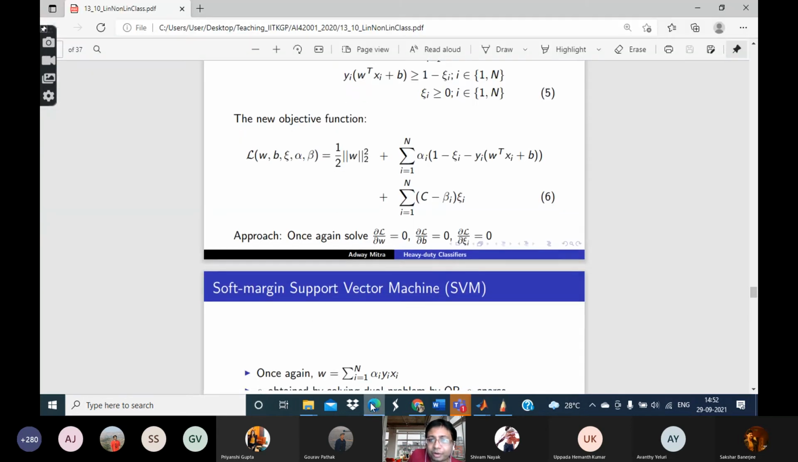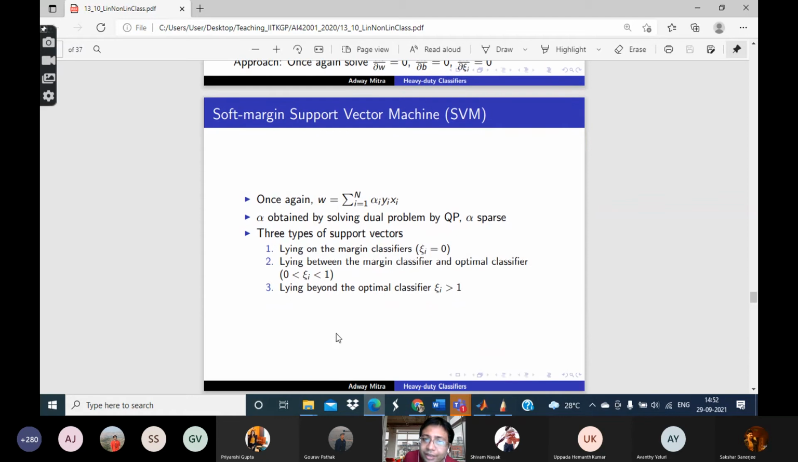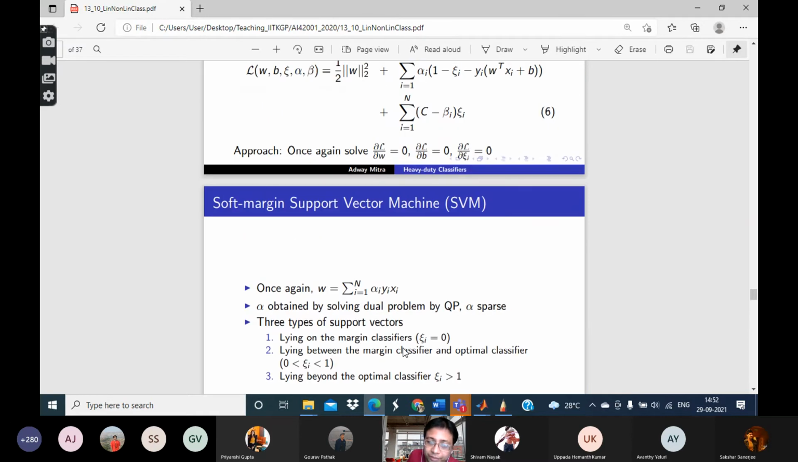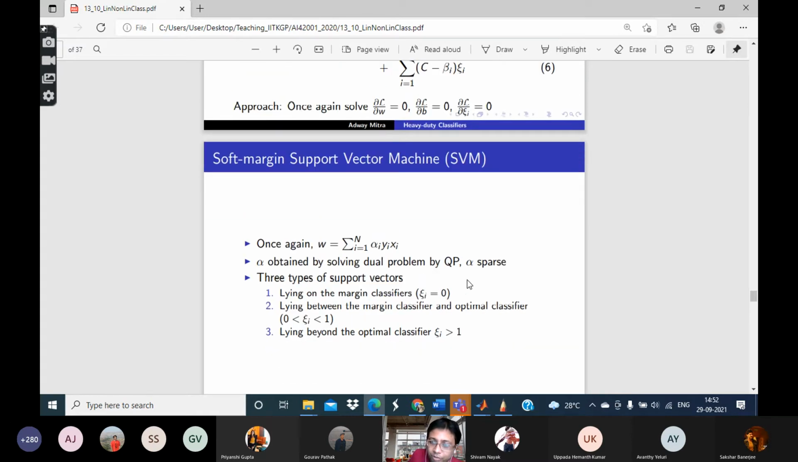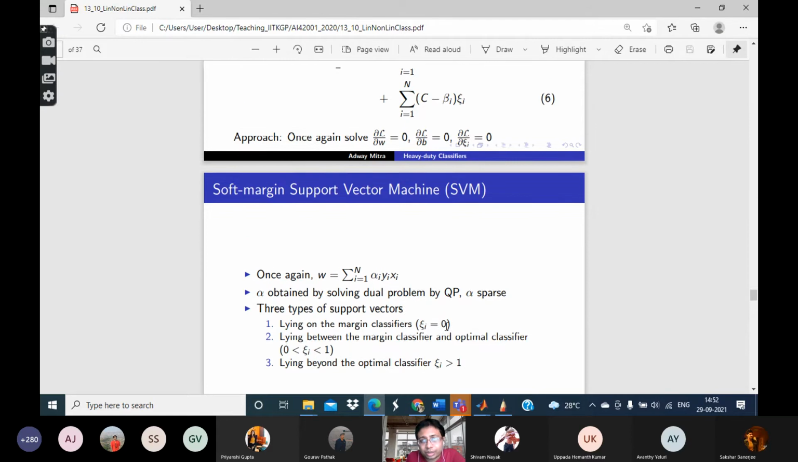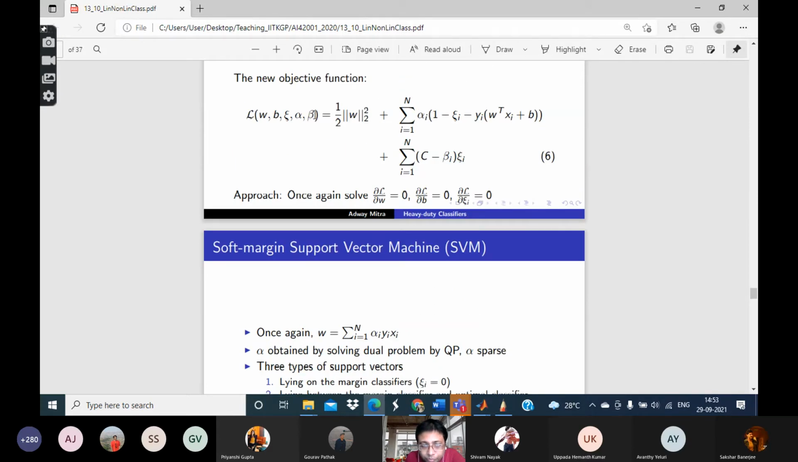Once again they take the help of quadratic programming, which we are not going to discuss here. Finally, after solving the quadratic programming, we will get the alphas, which will continue to be sparse. Also we will get all the xi's. So this equation basically has four variables: the w's, the xi's, the alphas, and the betas. Everything else is constant.